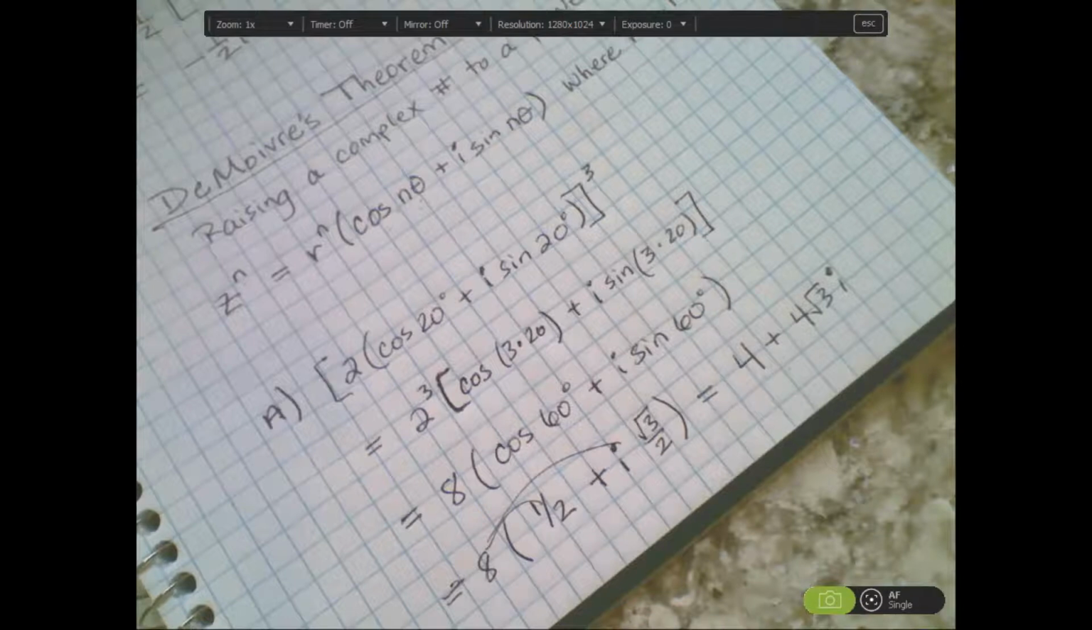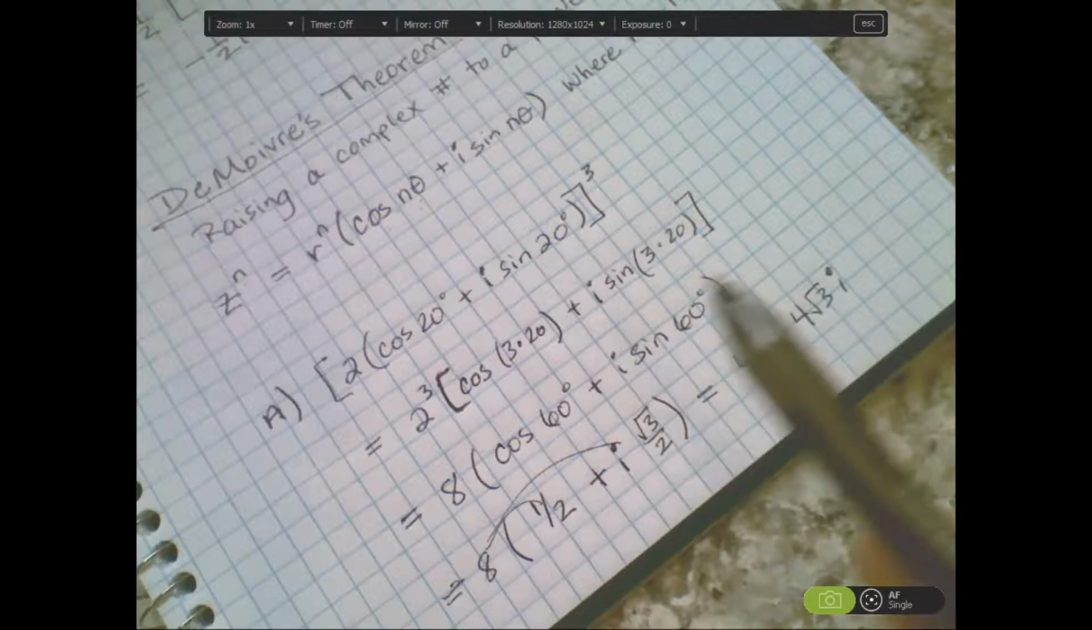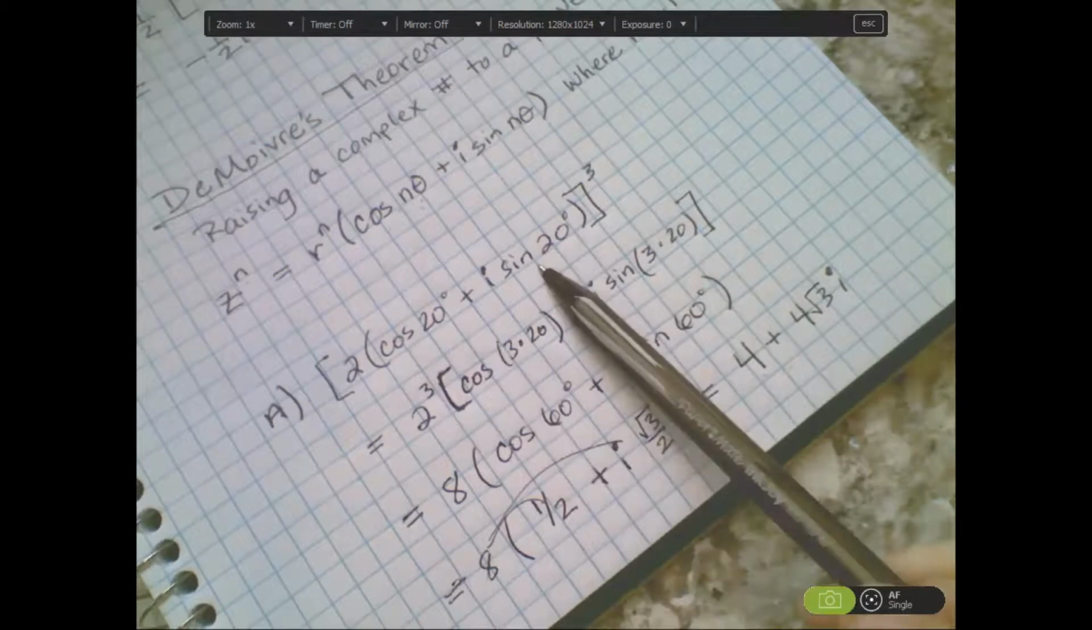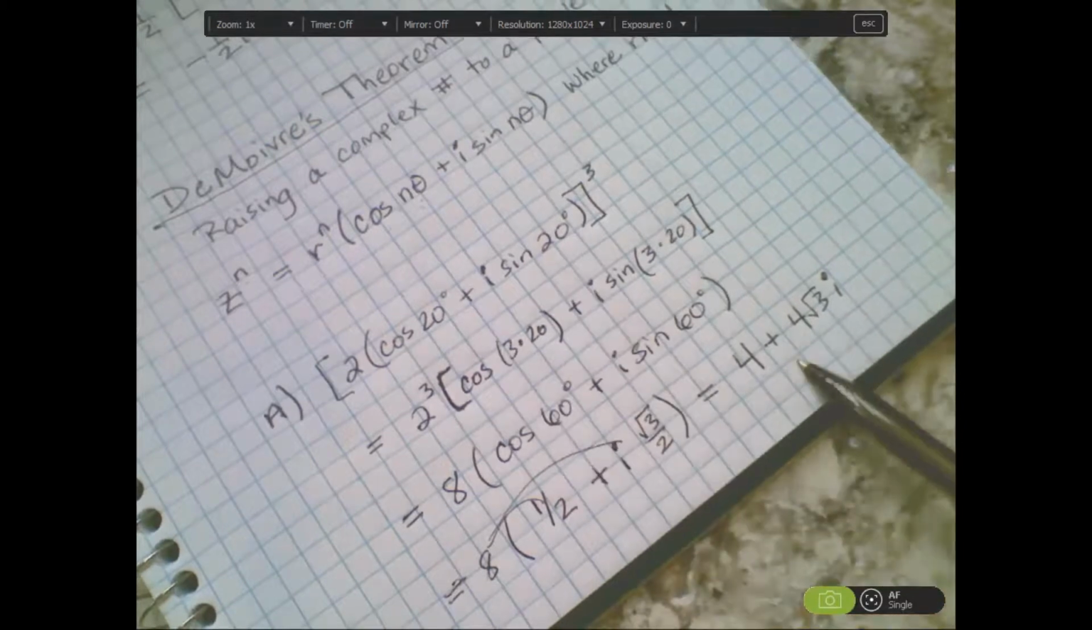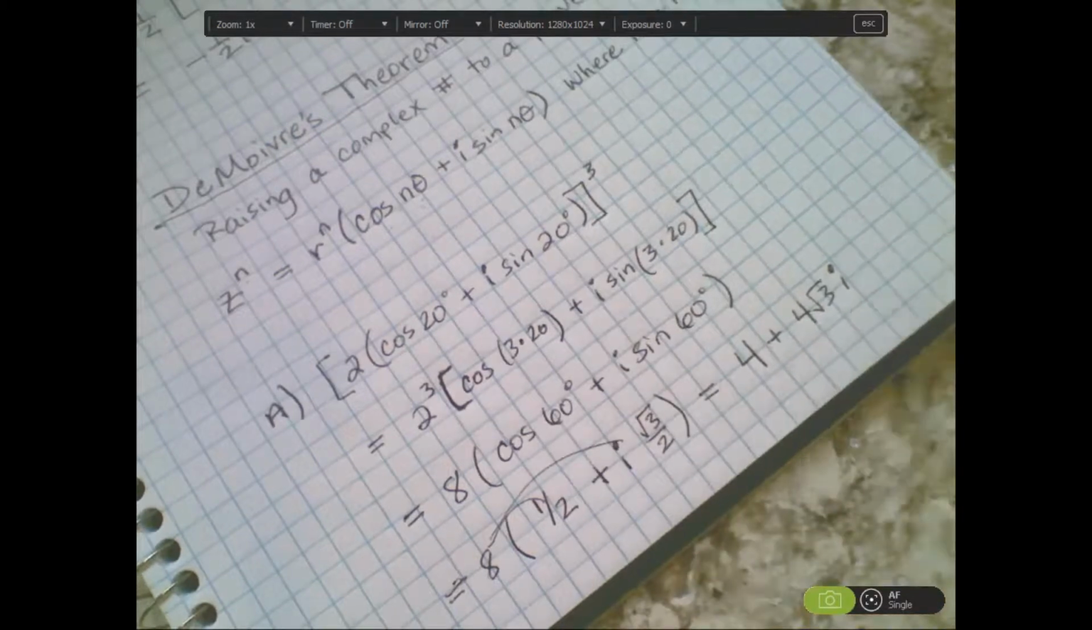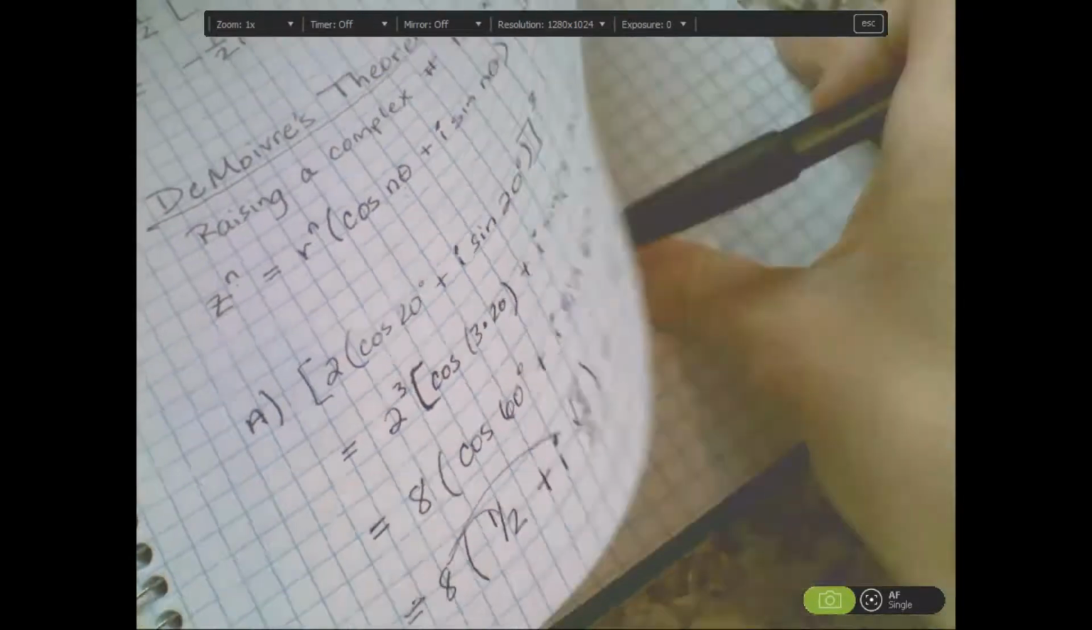Now, some of the ones though that you're gonna see, this won't already be in polar form. You might actually start out with something like this that we need to raise to a power. So let me show you what that would look like.